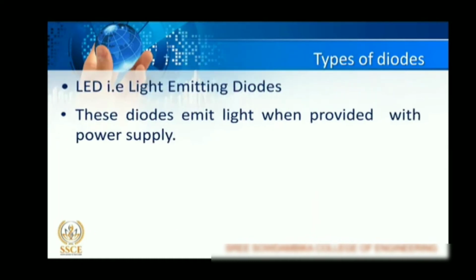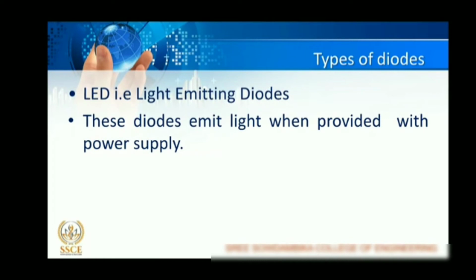Next, types of diode. LED, that is a light emitting diode. We are familiar with LED. LED means if we give supply to the diode, it emits light.